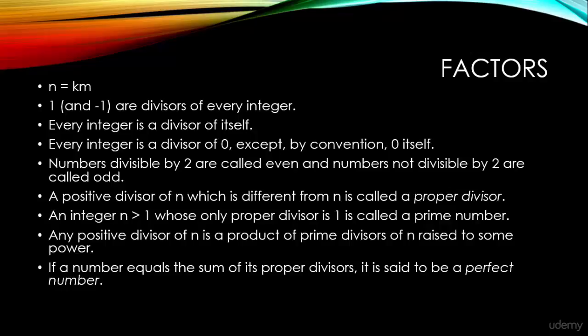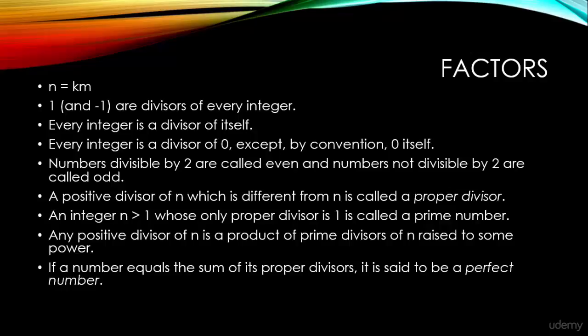Numbers divisible by 2 are called even and numbers not divisible by 2 are called odd. A positive divisor of n, which is different from n, is called a proper divisor. An integer n greater than 1, whose only proper divisor is 1, is called a prime number. Equivalently, one would say that a prime number is one which has exactly two factors, 1 and itself. Any positive divisor of n is a product of prime divisors of n raised to some power. If a number equals the sum of its proper divisors, it is said to be a perfect number.